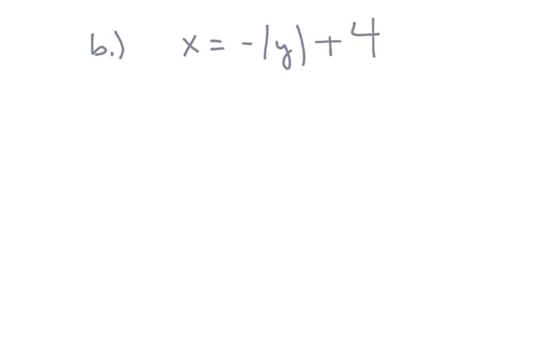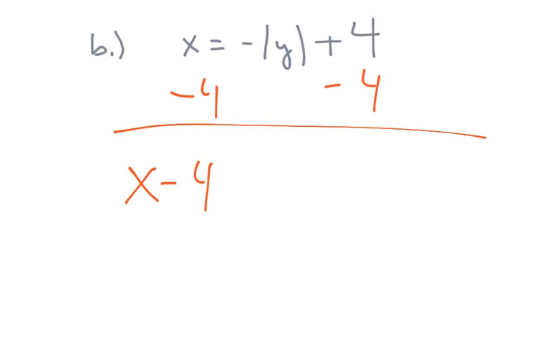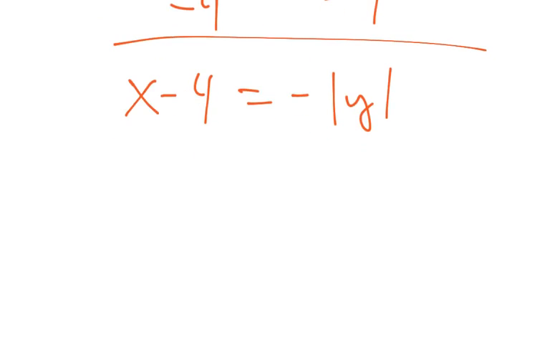Okay, so in B, what I would do first is get the absolute value of y by itself. So this is x minus 4 equals negative absolute value of y, divide through by negative 1. So 4 minus x is equal to the absolute value of y.